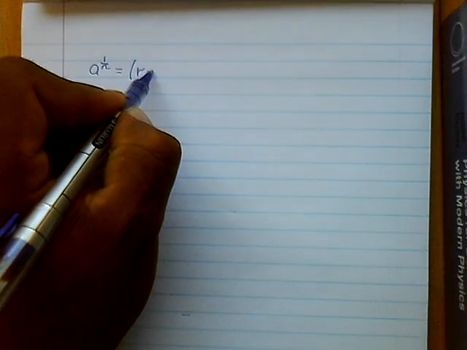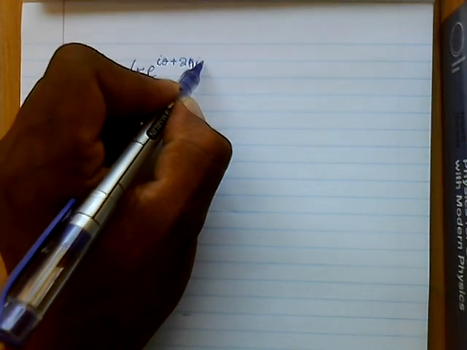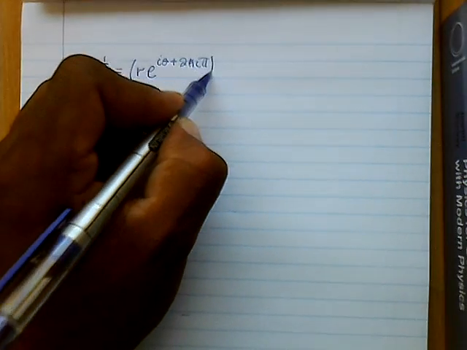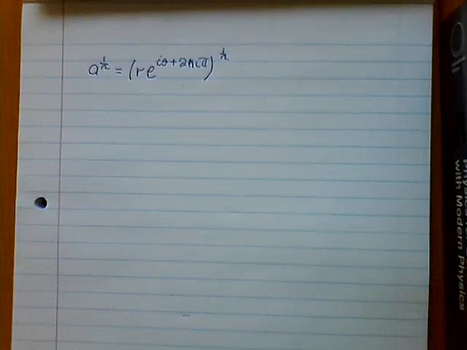that will be a to the power of 1 over n, which is the nth root, equals r e to the power of i theta plus 2 k i pi, close bracket, to the power of 1 over n. Everything is raised to the nth root here. Okay, now let's simplify this.